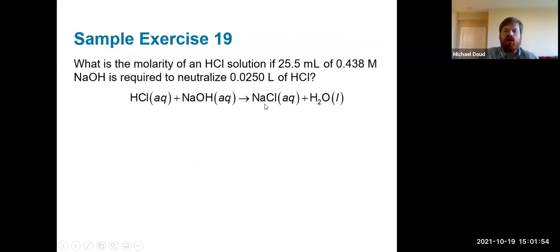Okay, so why don't we go ahead and give this a try? Again, this should be very similar to math that we did in lab, just using different volumes and different concentrations. So what is the molarity of an HCl solution if 25.5 milliliters of 0.438 molar sodium hydroxide is required to neutralize 0.0250 liters of HCl? Pause the video, and when you come back, we'll take a look at the answer. So go ahead, pause.